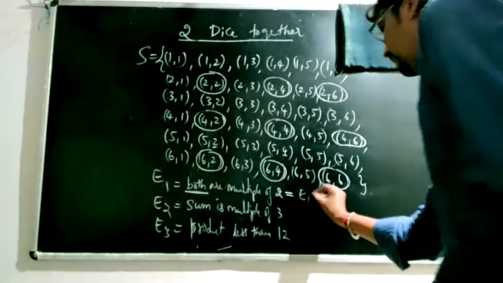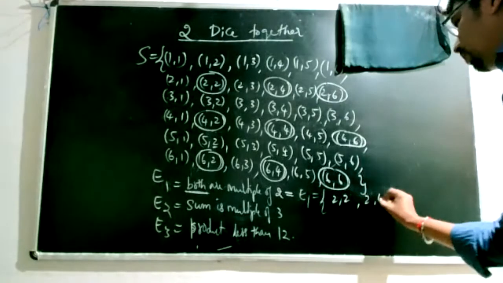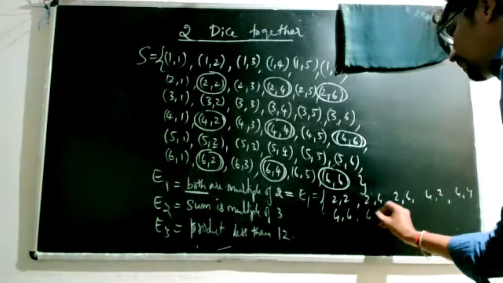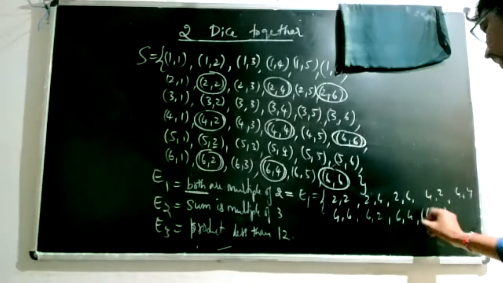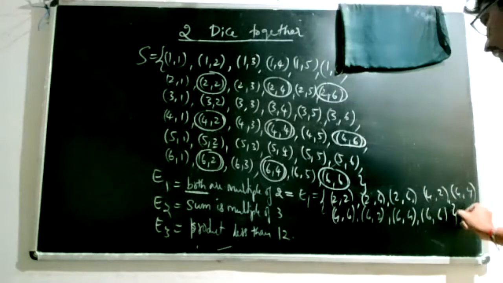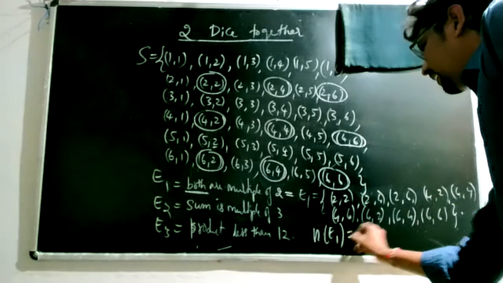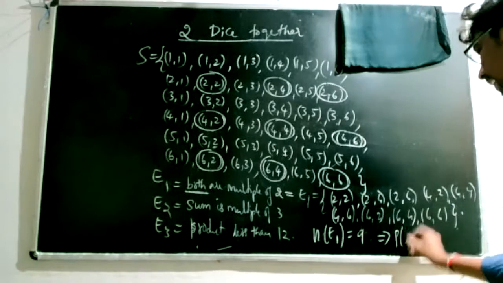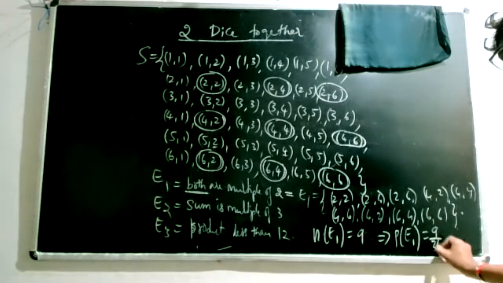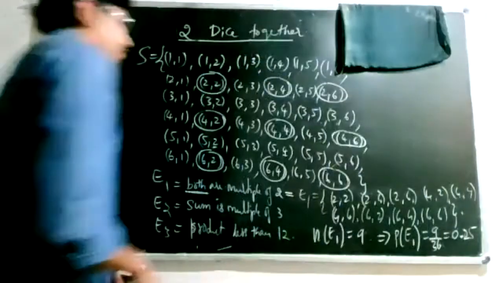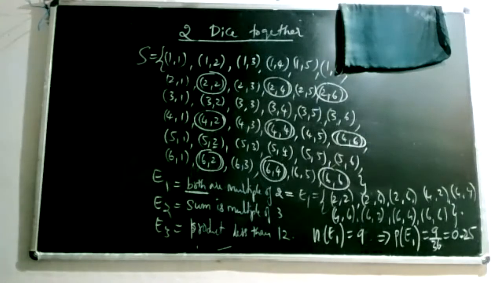So E1 is equal to (2,2), (2,4), (2,6), (4,2), (4,4), (4,6), (6,2), (6,4), (6,6), and then write the count and then compute the probability. So we are observing 9 outcomes which are favorable to this. Therefore, the probability will be 9 over 36, which comes to 0.25. So there is a 25% chance of observing both even numbers when you throw 2 dice.